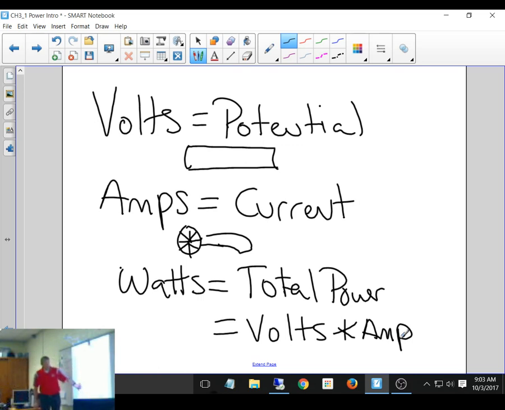How much wattage it can handle determines what kind of components we can put in it, or conversely, the components that we have in our PC determine how much wattage we need in our power supply. We're going to come back to this. I'm just doing a review here.